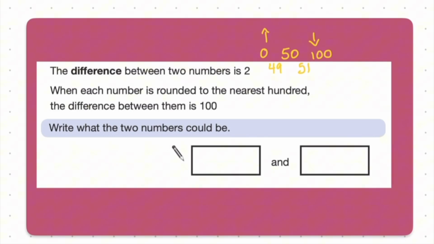There's multiple options you could have. So you could have 49 and 51, because let's check it, there's a difference of 2: 49, 50, 51. And if we round 49 to the nearest 100, we go to 0. And if we round 51 to the nearest 100, we go to 100. Therefore, there's a 100 difference.